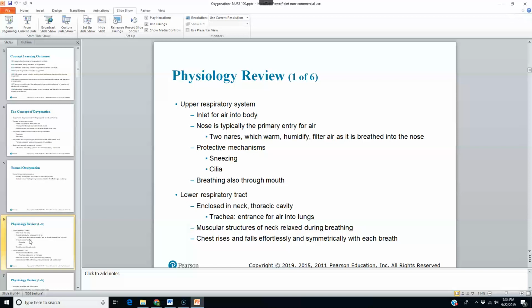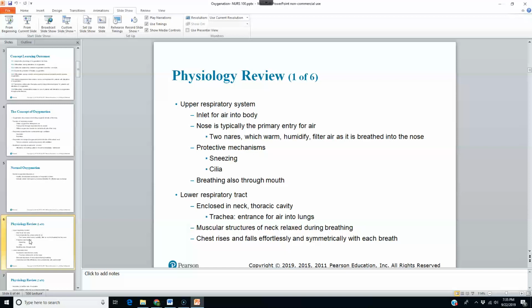All right, now we've talked about the upper respiratory system. Let's move down to the lower respiratory tract, and that's definitely enclosed in the neck and the thoracic cavity. And think about our trachea, which sits midline in the neck. It is the entrance for air into the lungs, okay? And during normal breathing, the muscular structures of the neck are relaxed, and the larynx easily rises and falls each time that we swallow, okay?